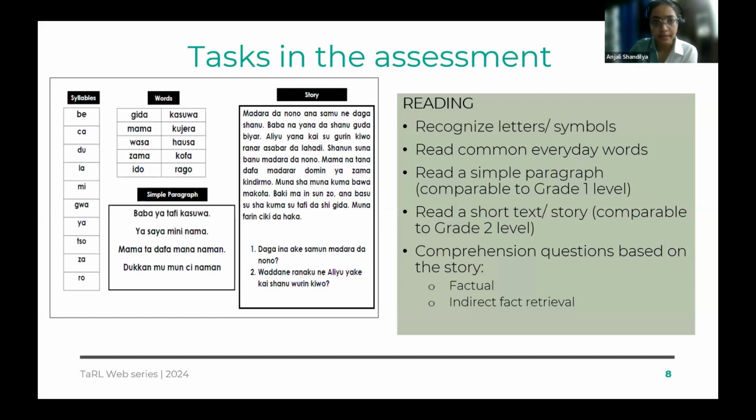Whenever the TaRL is implemented, these tasks are contextualized to ensure that the text is familiar to the child. We do it by first involving people who understand the language and the education context. Second, conducting language analysis for grade 1 and 2 level text and reviewing each item for each competency. Third, by piloting the tool, and in the end, we finalize the tool.